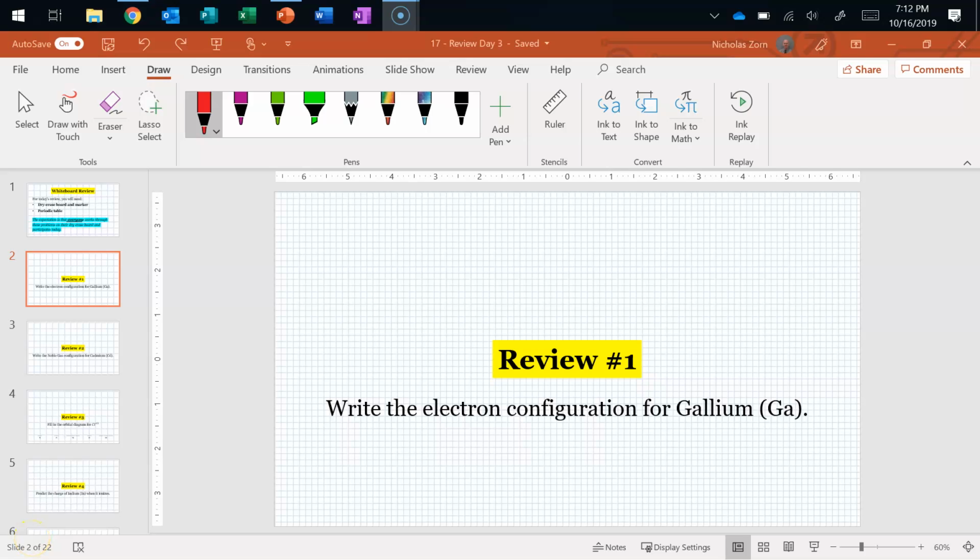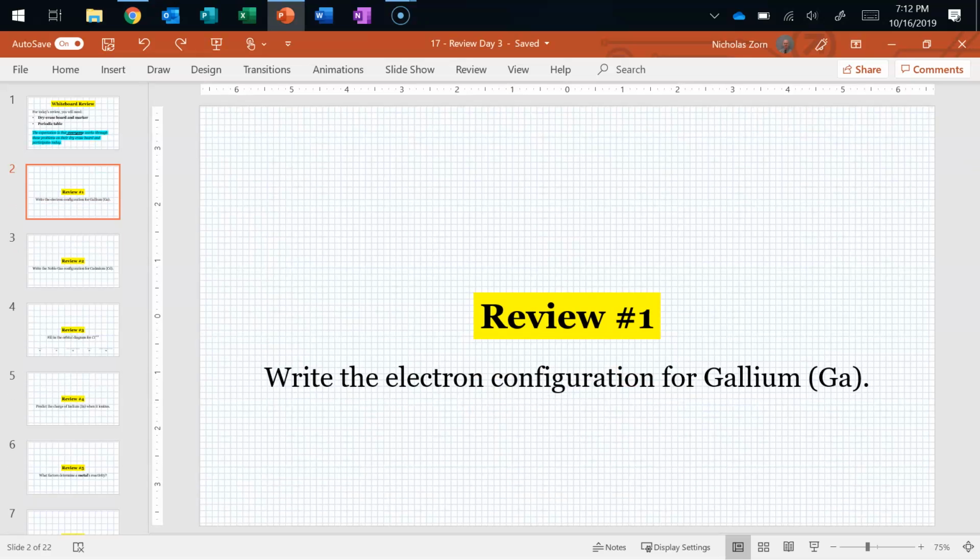In this video, I'm going to go through the review session questions that were presented in class on Thursday. First question, write the electron configuration for gallium. We're assuming this is a neutral atom.